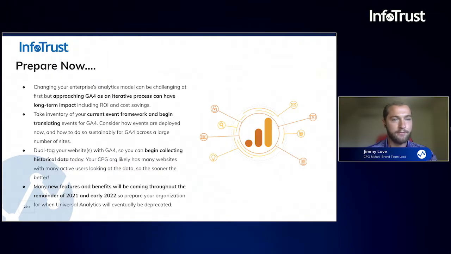Next slide, please. So what should you do right now? First and foremost, I would suggest taking an inventory of your current Universal Analytics events, custom dimensions, custom metrics, and goals, and begin translating them into the GA4 framework. Begin working on this with your analytics and development teams because you need to start understanding how to most efficiently deploy these changes across a large number of websites.